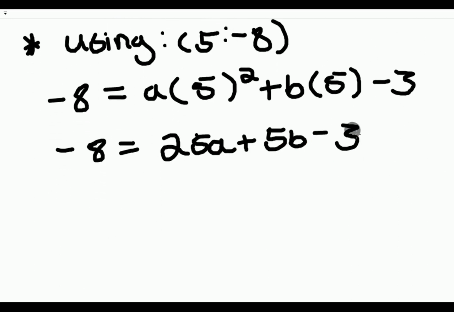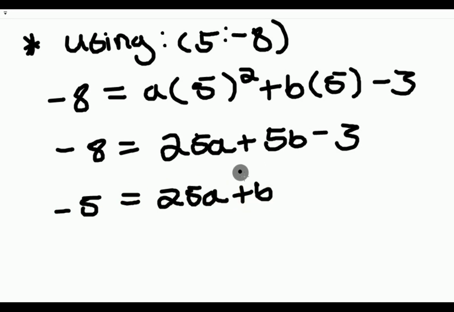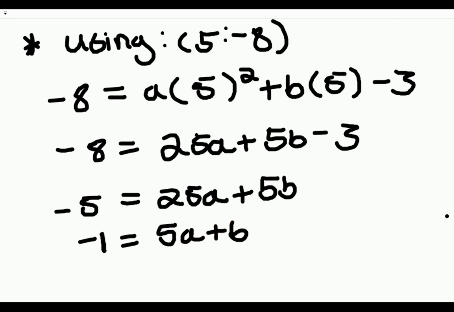At this point we are going to move minus 3 to the other side. So we are going to have minus 5 is equal to 25a plus, oh sorry, plus 5b. So we are going to divide both sides by 5. So we are going to have minus 1 is equal to 5a plus b.